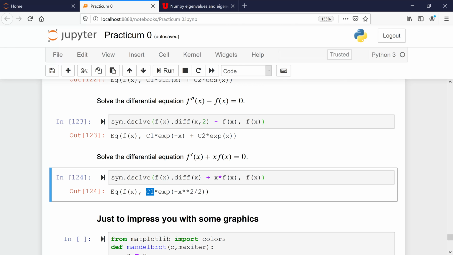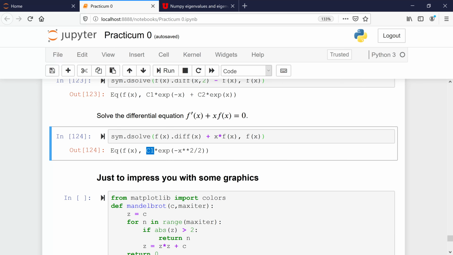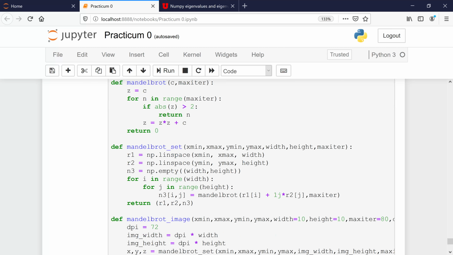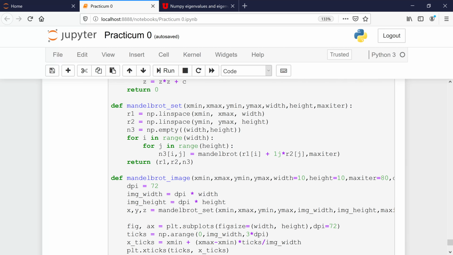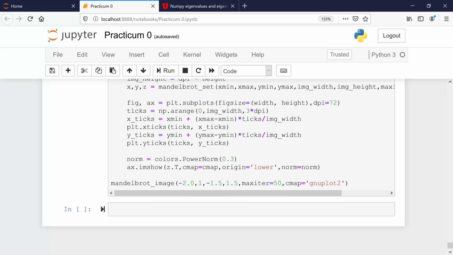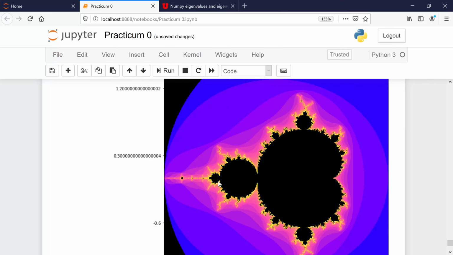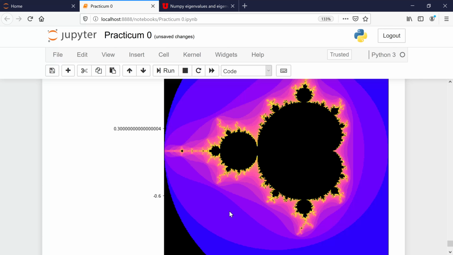And finally, the last example, just to impress you with some graphics. This is the famous Mandelbrot set, which is the typical example of a fractal set. We can easily plot it with Python, with Matplotlib. So I took this code from the SciPy lectures, and look what we have. Very beautiful. Yeah, we have this very beautiful Mandelbrot set.